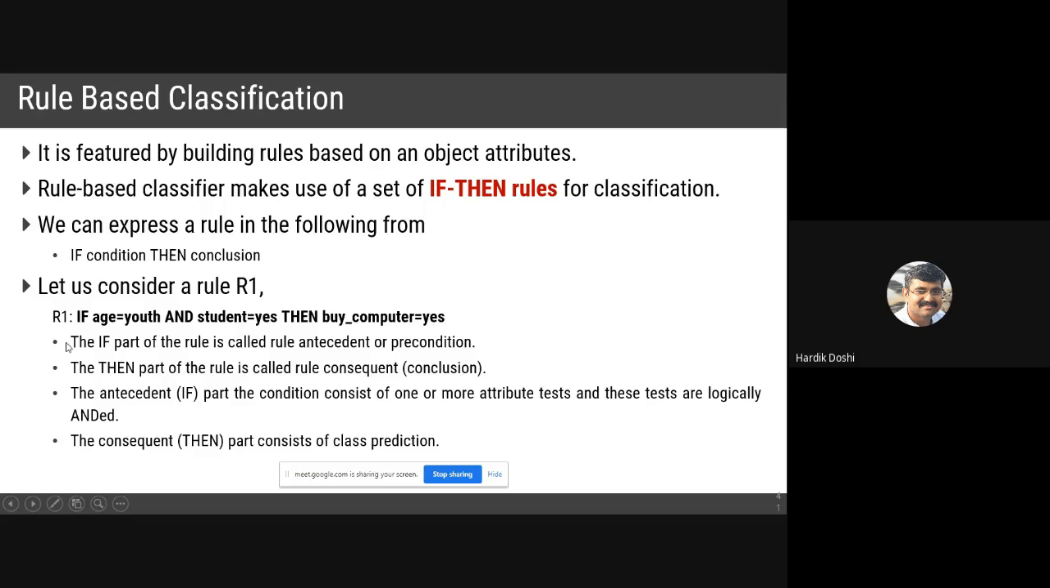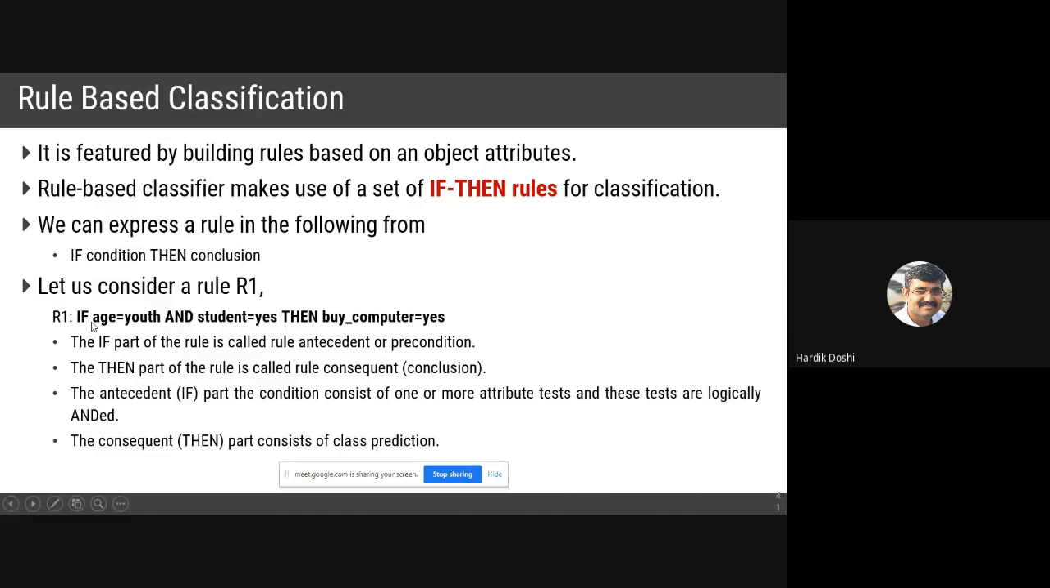But in this, the if part of the rule is termed as rule antecedent. These are the technical terms which you need to remember now. Generally, we say that if this condition is satisfied, then you perform the statements. But actually, there are certain terms for it. The if part of the rule is termed as rule antecedent or precondition. The then part of the rule is called rule consequent.